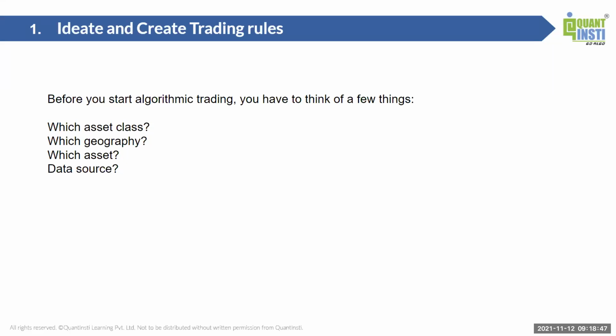Like, you should know which asset class, which geography, which asset do you want, and the data source. Now, data source, I've kept it over here because a reliable data source goes a long way in backtesting and evaluating the performance of your strategy. Now, if your data source is not good and it contains a lot of incorrect values, then your strategy will give you a very biased performance report.